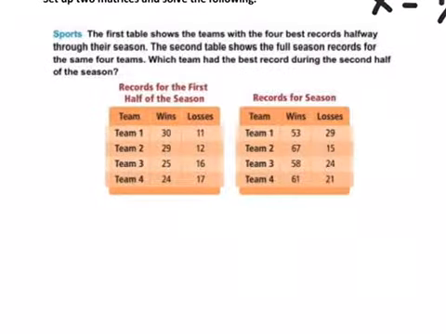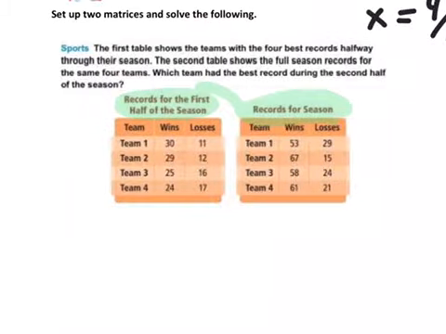I encourage you to take a moment to think about how you could use the records for the entire season in combination with the records for the first half of a season to come up with a third potential matrix that shows which teams had the best second half of the season. I'll let you think about that here for a moment. And if you are proctoring this video and you want to have a conversation about it, feel free to pause and discuss with the class.